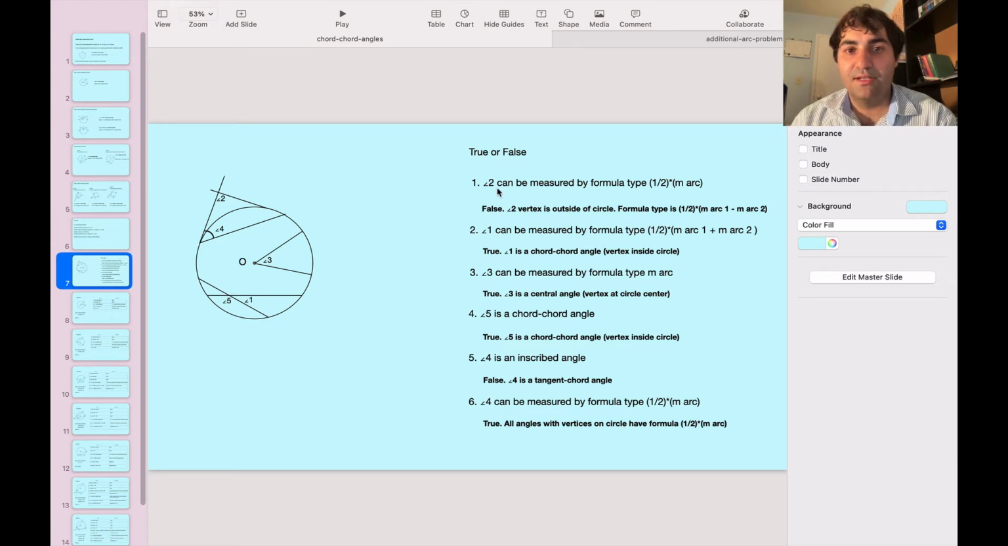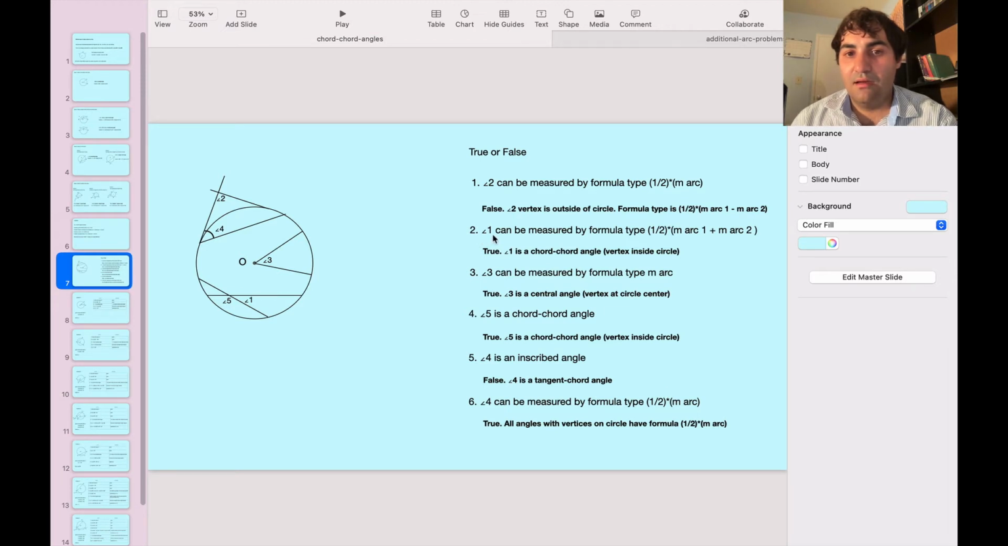So first one is: angle 2 can be measured by the formula 1/2 times the measure of the arc. So look at angle 2. It's formed by these two tangent lines, or two tangent segments, actually. We know that the vertex is outside of the circle, right? If we remember that acronym ISOD, inside sum, outside difference, then we should see some kind of difference in this formula, but we don't. So we know automatically that statement 1 is false.